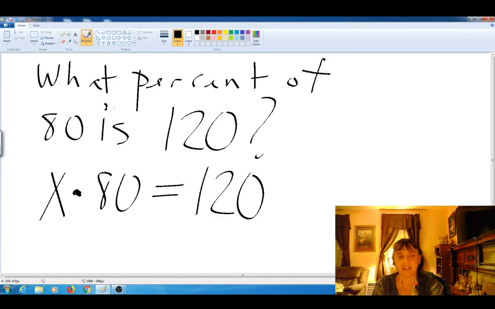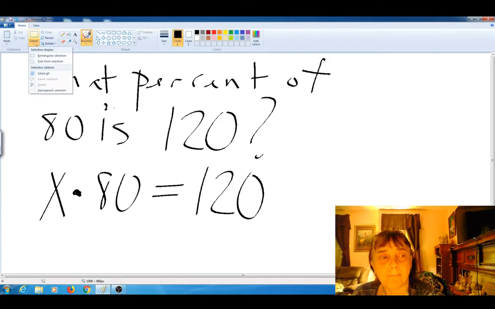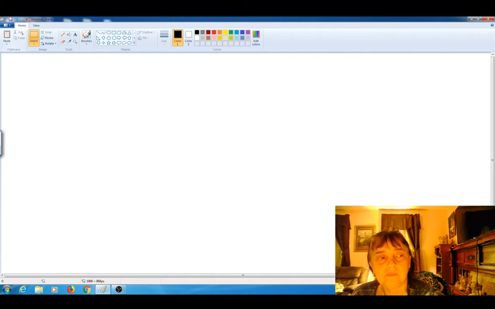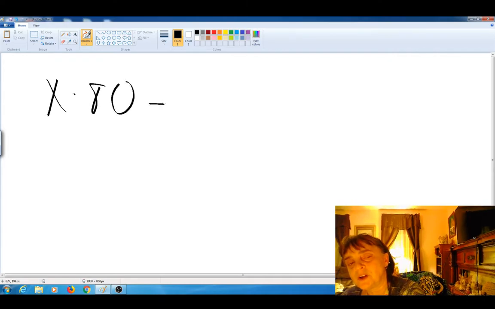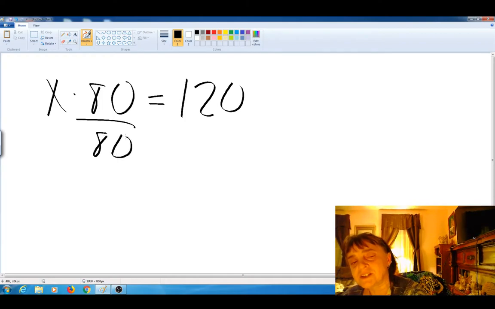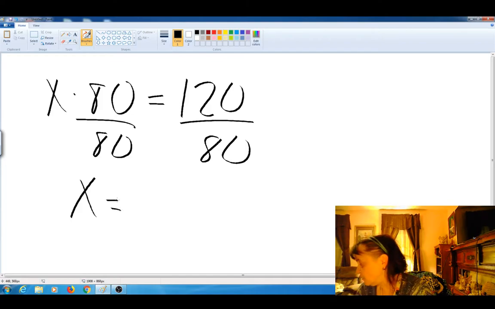What part of 80 is 120? So X times 80 equals 120. Solve that for X. Divide both sides by 80. X equals 120 over 80, which is, hold on a second, let me get my calculator.